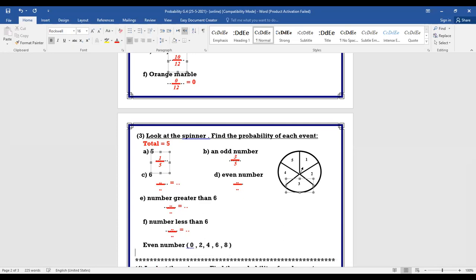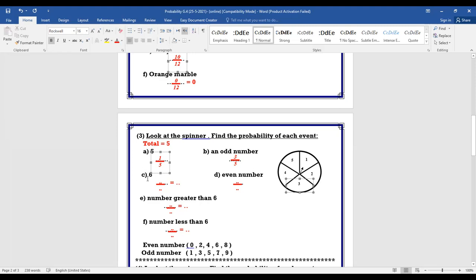This is the even. And the odd number is the number whose ones digit is one of these numbers: 1, 3, 5, 7, and 9. These are odd numbers. So here, how many odd numbers? We have 1, 3, and 5. We have 3 odd numbers. Then the probability will be 3 out of 5, out of the total number.